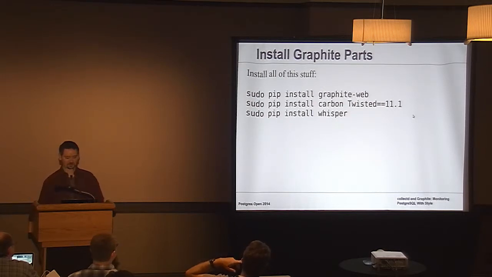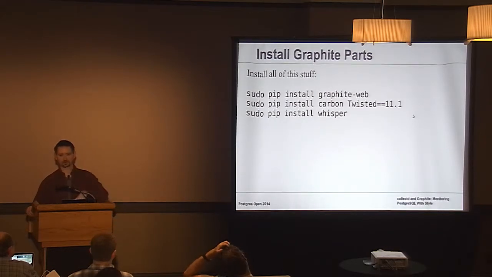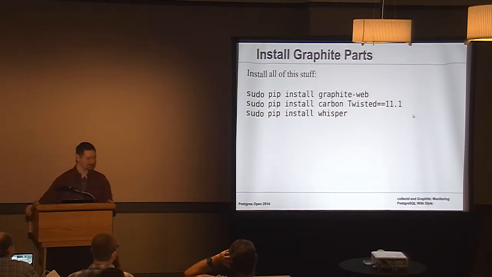And you'll probably notice that I set twisted equals 11.1 specifically for the Carbon install. Carbon is actually how Graphite collects the data. It's the daemon that runs on a port and listens for data to be sent to Graphite. The twisted version they expect is older than the main new version on PyPI, and the version on PyPI breaks a lot of stuff, so again, you've got to target specific versions. This is why I included this, because if you don't, it won't work.